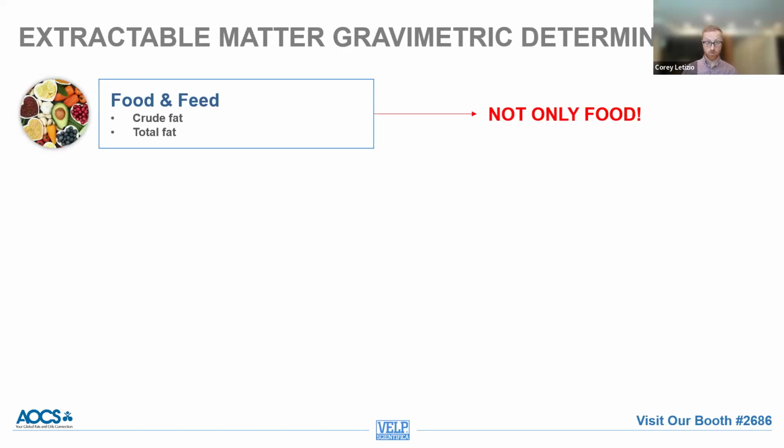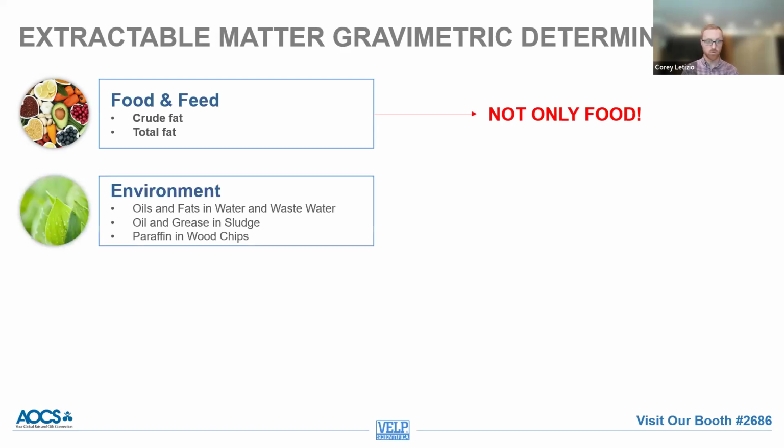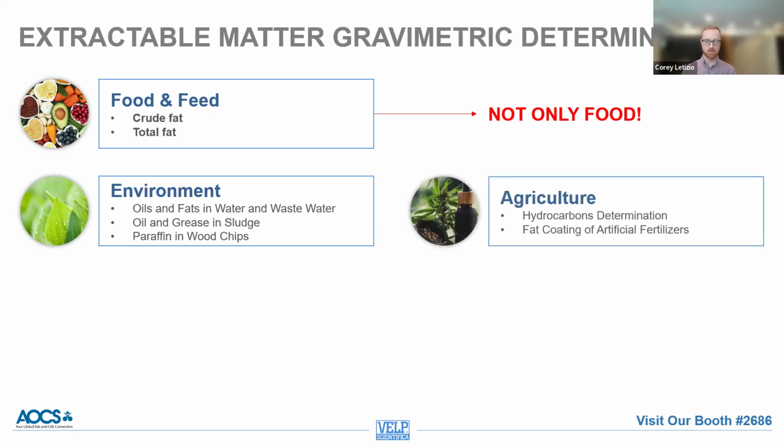Like I mentioned before, one of the primary focuses of this instrument is for food and feed when we think of crude fat as well as total fat. But it is important to know it's not only for food, right? Those environmental applications I was talking about earlier: PCBs, oil and greases and sludge for wastewater plants, things of that nature. Agriculture, when I think about using fat coatings for artificial fertilizers, we definitely see that a lot.